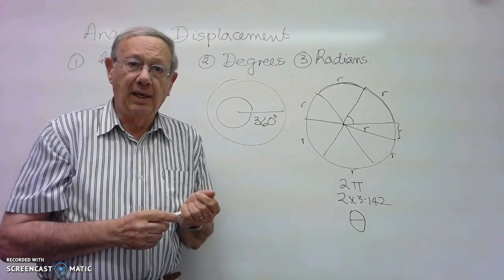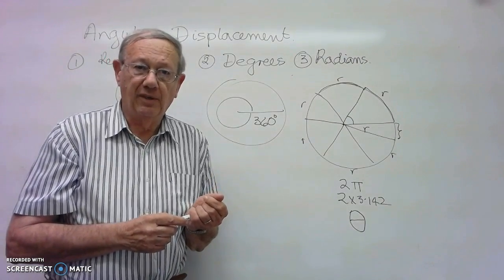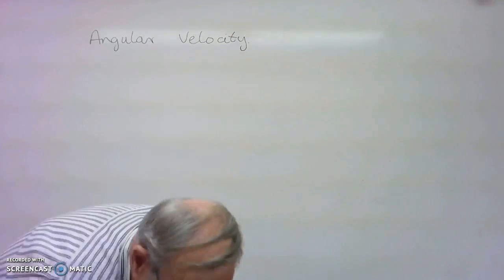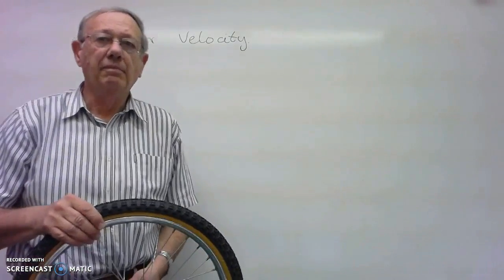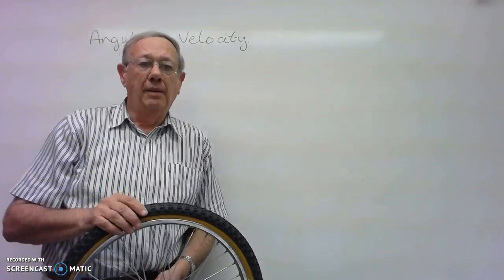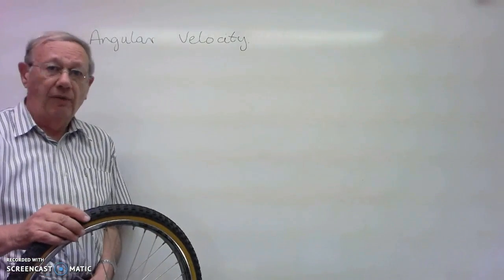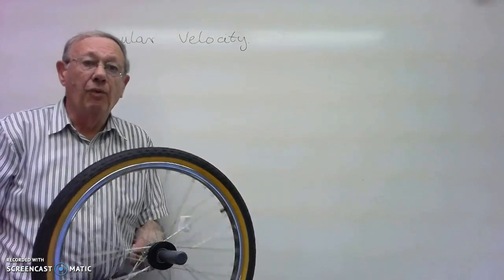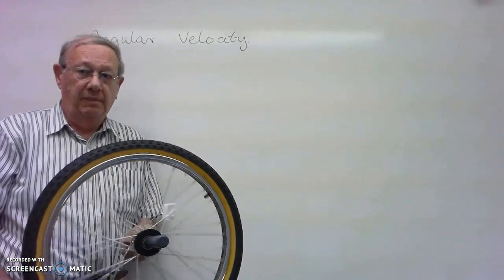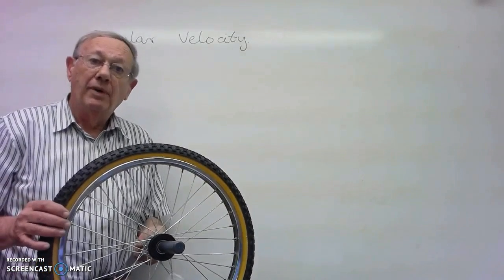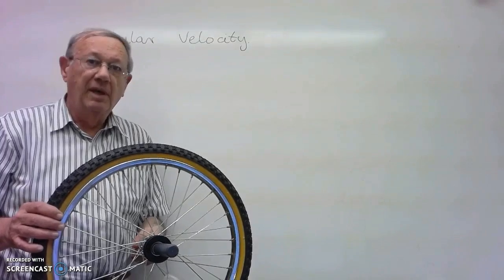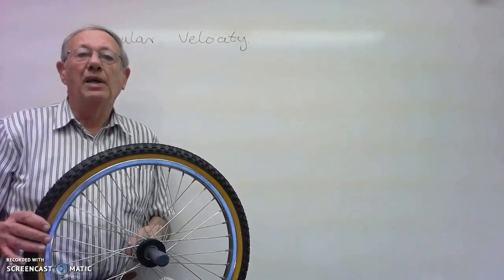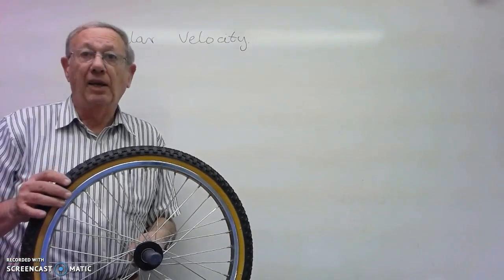This is angular displacement. So the next thing we're going to have a look at is angular velocity. And so what we're looking at here is how fast something is moving in a circle. So when we're looking at angular velocity, again, we've got various ways in which we can measure that. First of all, there's the number of revolutions per second. There is the number of degrees per second. And then we've got the number of radians per second. So all of those are ways in which we can measure angular velocity.